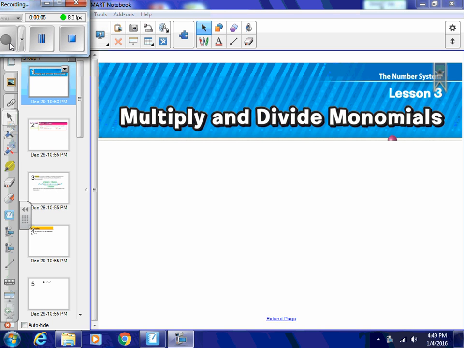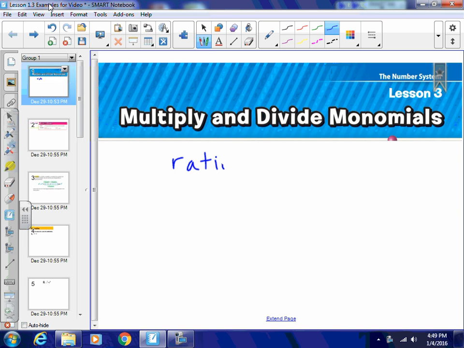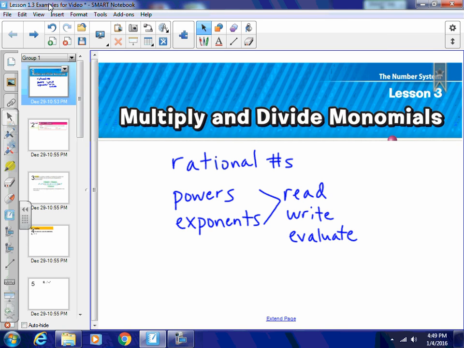Today's lesson is lesson 3, and it is multiply and divide monomials. So far in this chapter, we've talked about rational numbers and the kinds of numbers that are included with rational numbers. We've talked about powers and exponents and how to write them, read them, and evaluate them. If you're not sure how to do any of those things, you need to go back and watch the previous videos on your own time.